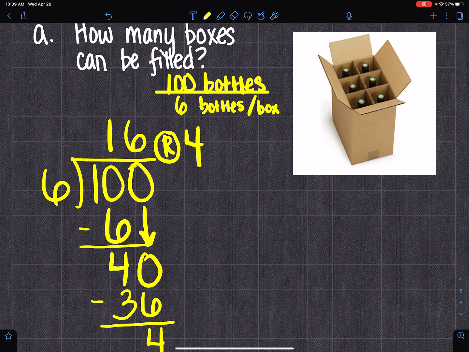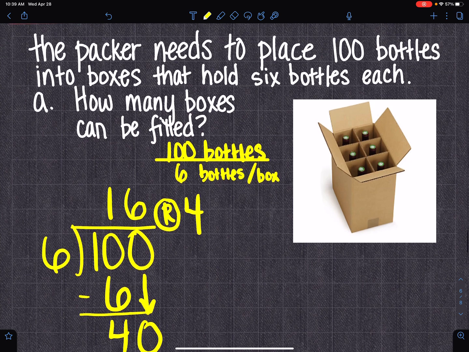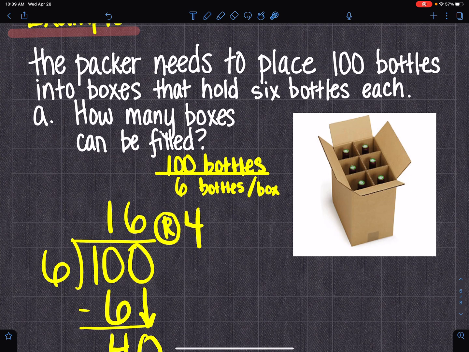Okay, 16 remainder 4. So what were we trying to figure out? We were trying to figure out how many boxes can be filled. And what that number means, 16 remainder 4, is you can fill 16 of these boxes perfectly, but then you're going to have 4 bottles left over. 4 extra bottles, okay? So 16 remainder 4.